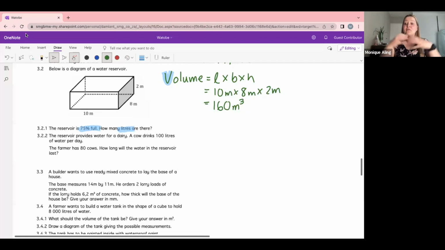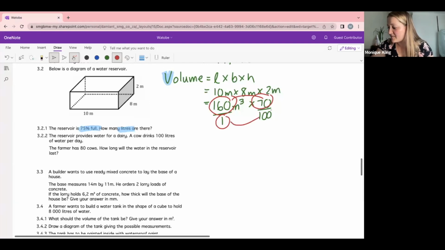We get 160 meters cubed. And then the next step. So the full volume is 160, but we know that it's not filled all the way. It's only filled to 75%. So you can say 160 times by 70%. A lot of you are comfortable with putting 70 over 100. When you times your fractions, you make them both a fraction, and then you go top times top, bottom times bottom.